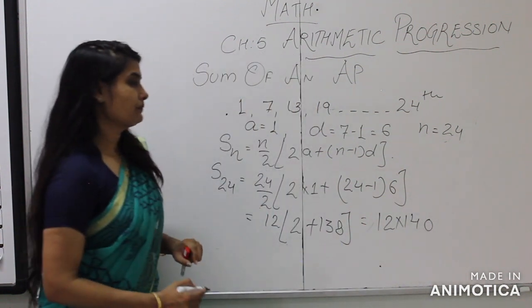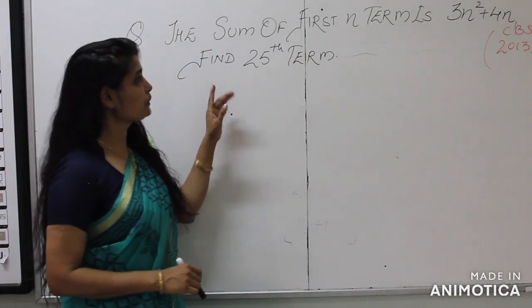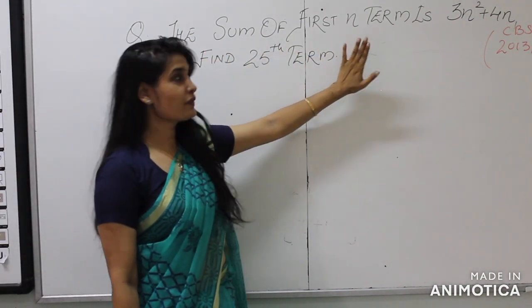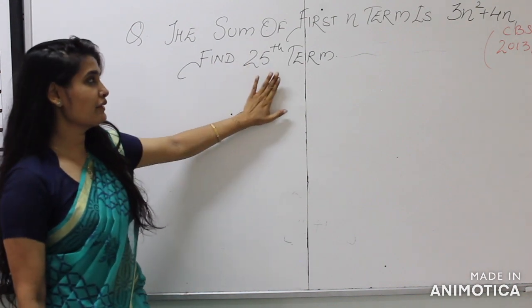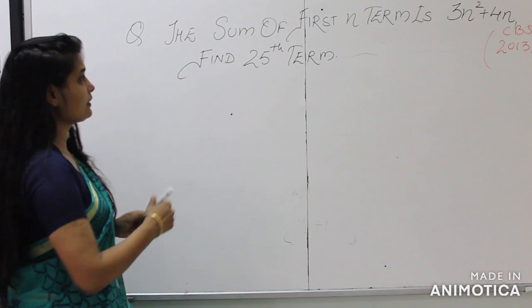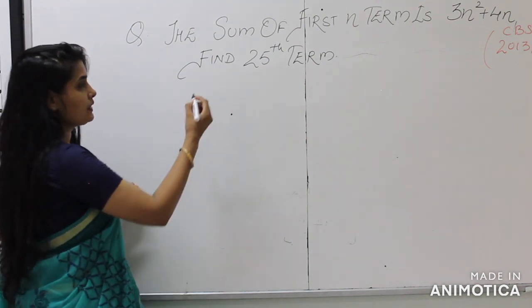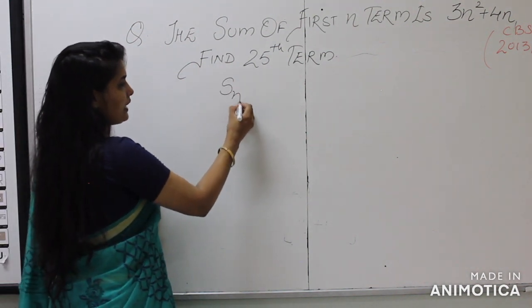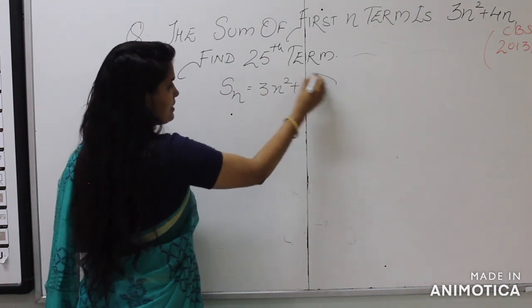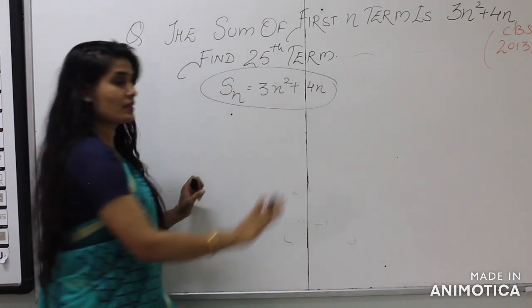Okay, now we'll take one more example. The sum of first n term is 3n square plus 4n. We have to find 25th term. This is a very important question. Okay, so what is here? Sum of first n term is 3n square plus 4n. It means Sn equal to 3n square plus 4n. This is a very powerful expression, student.